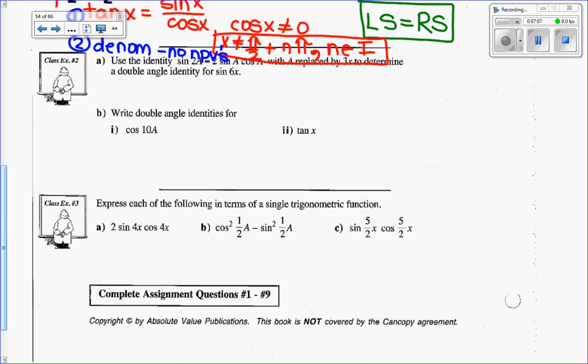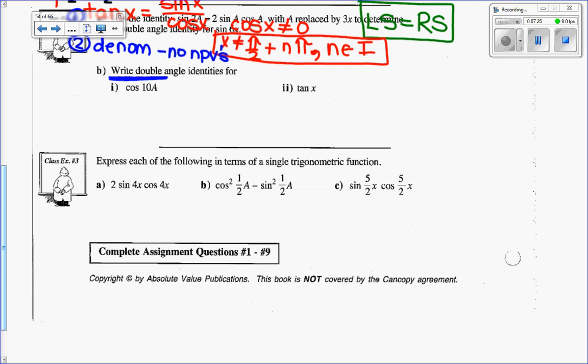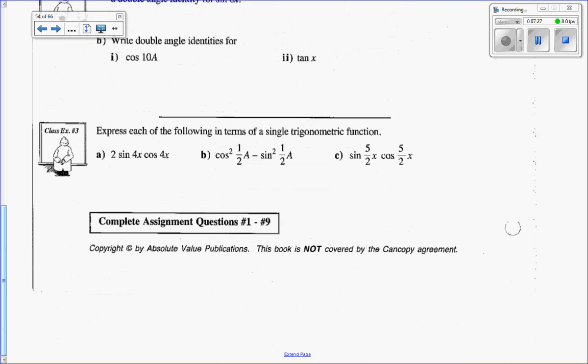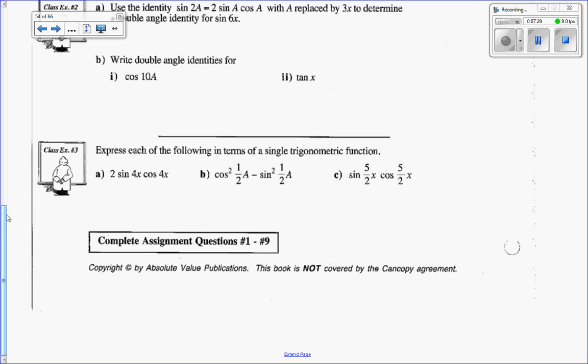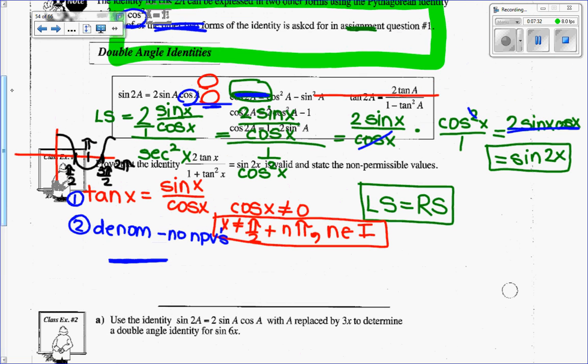Okay, class example number 2. Use the identity sine 2a equals 2 sine a cos a with a replaced by 3x to determine a double angle identity. Okay, so we want to come up with a double angle identity. That means, like we have up here in the boxes at the top of the page, the double angle identities, we want to come up with one of those.